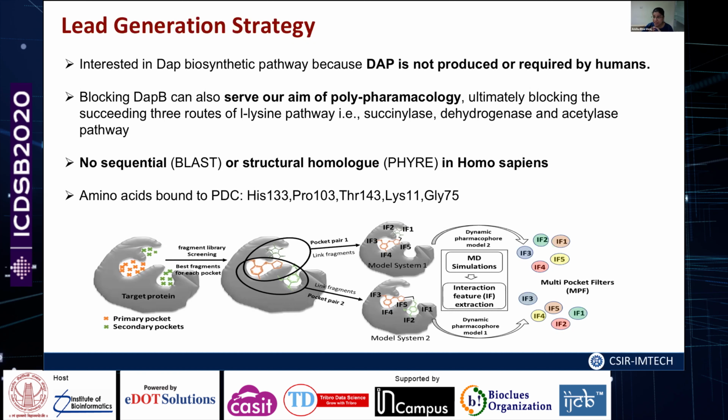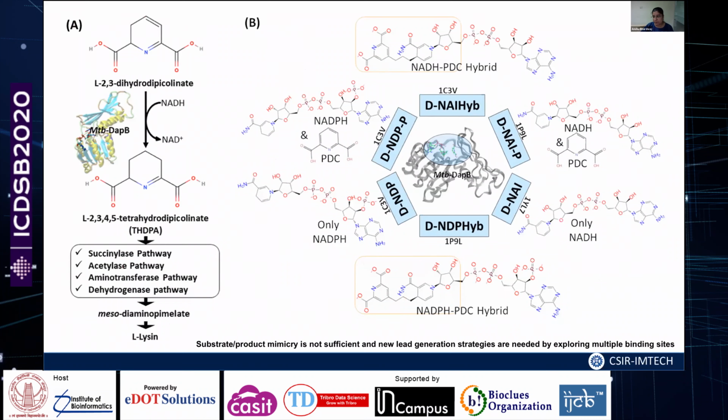So on A, you see, this is what I've already told you. The product of DAB-B actually feeds into multiple pathways, ultimately feeding into the development of the mycobacterial cell wall, which is pretty significant for it to survive. So that is our target of interest.